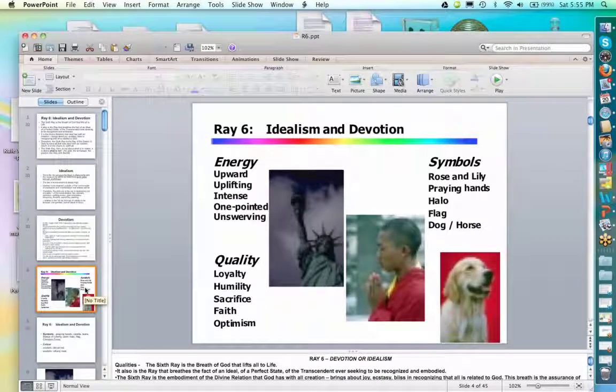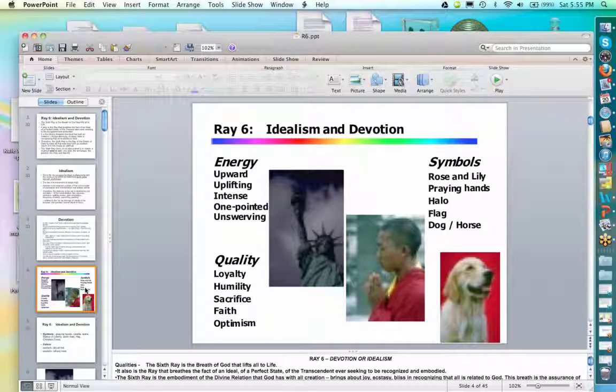So we look at some of the energy. As mentioned, it's uplifting, it's one-pointed, and in that way it's single, one-pointed. Unswerving, one has its eye on the goal. Very little will allow it to deviate from the goal. And its symbols are praying hands, all the things associated with a religion.